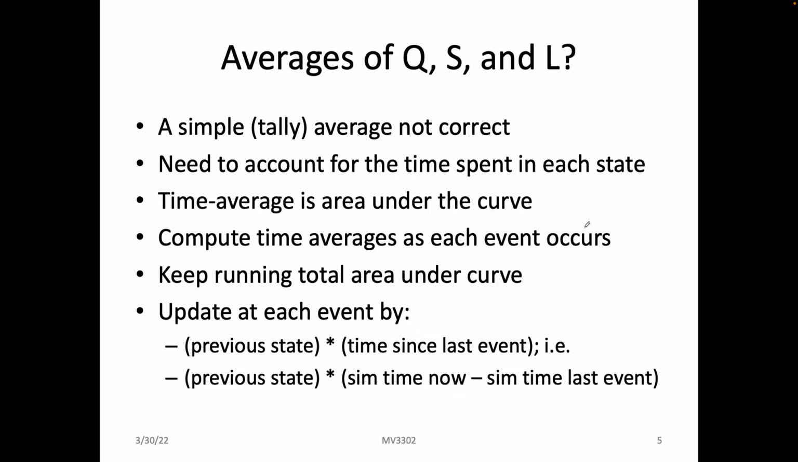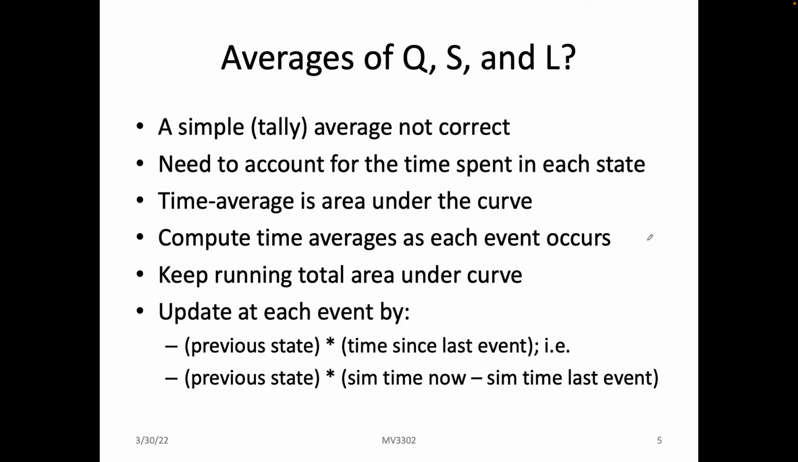Again, by now, hopefully you're convinced that the simple tally average is not correct, in that it will not give an accurate depiction of what these averages were. What we want is a weighted average. And what is it weighted by? It's weighted by the amount of time that you spend in each state. That's the weight. And that weight is exactly captured by the area under the curve.